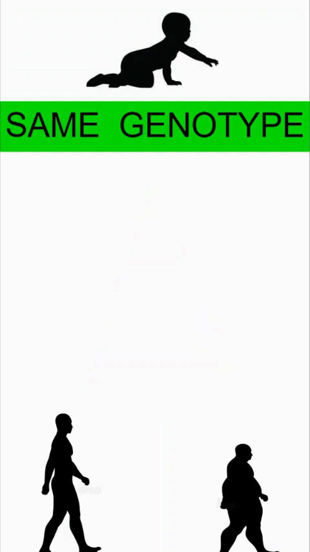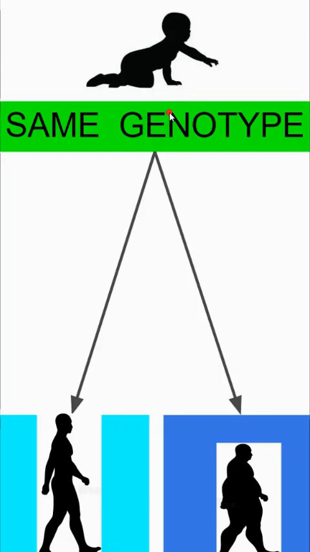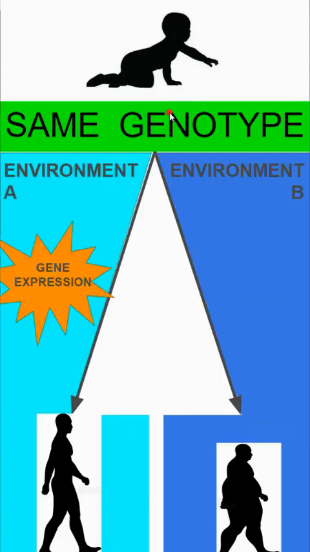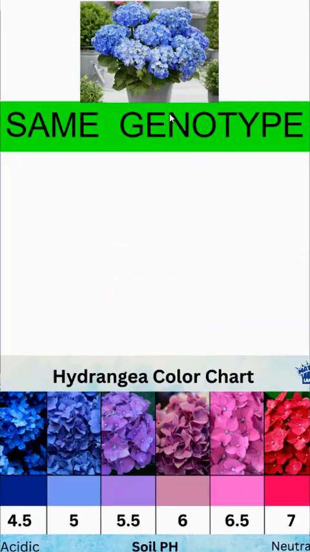So we can think about this with humans and certain physical features like height and weight. If you would take one baby, raise them in different environments, you would have different gene expression that could result in different height and weight, even though the genes are the same.